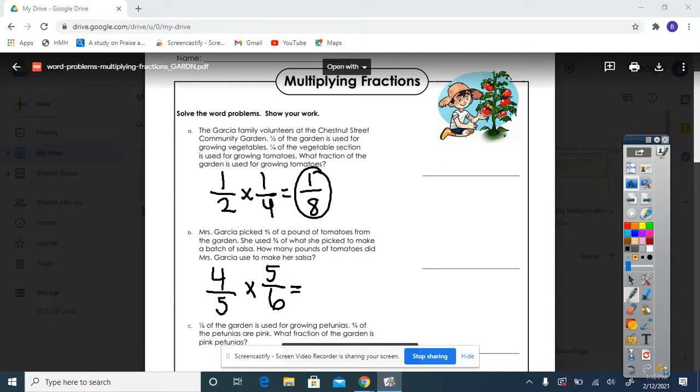She didn't take 4/5 and add it or subtract the 5/6. She didn't divide the 4/5 into equal groups or share it equally. She is using 5/6 of the 4/5 to do something. So you're going to multiply the top times the top, which is 20. 5 times 6 is 30.